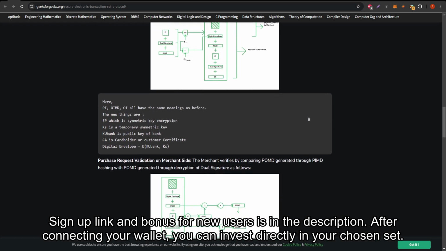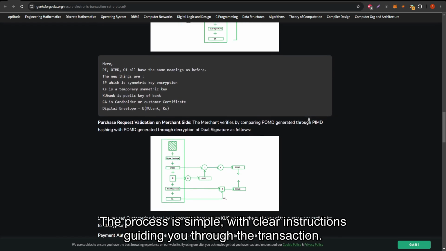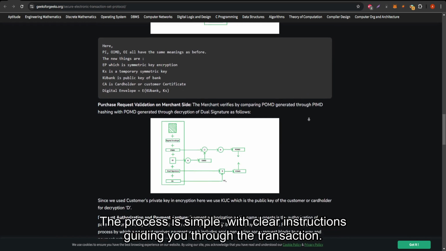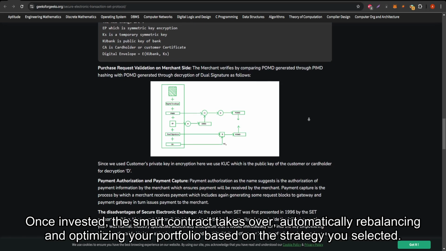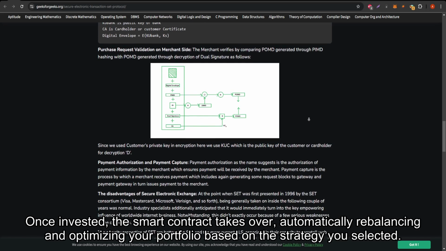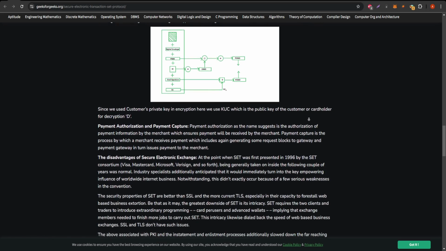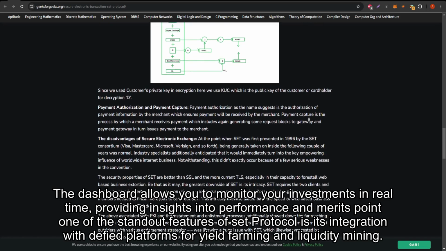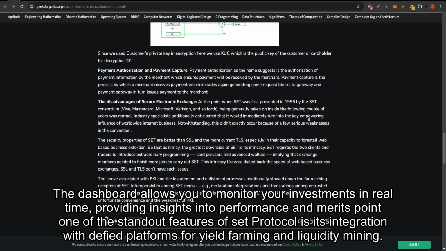After connecting your wallet, you can invest directly in your chosen set. The process is simple, with clear instructions guiding you through the transaction. Once invested, the smart contract takes over, automatically rebalancing and optimizing your portfolio based on the strategy you selected. The dashboard allows you to monitor your investments in real time, providing insights into performance and metrics.